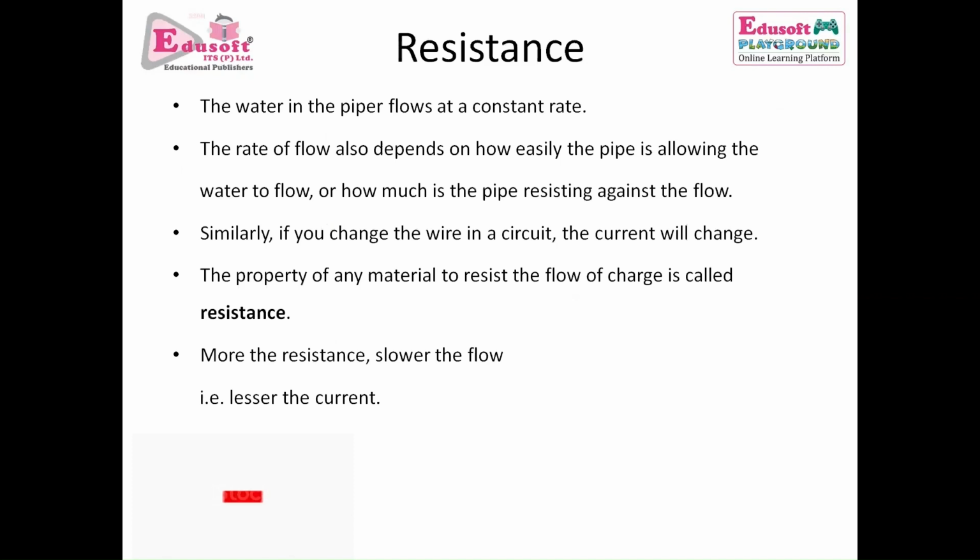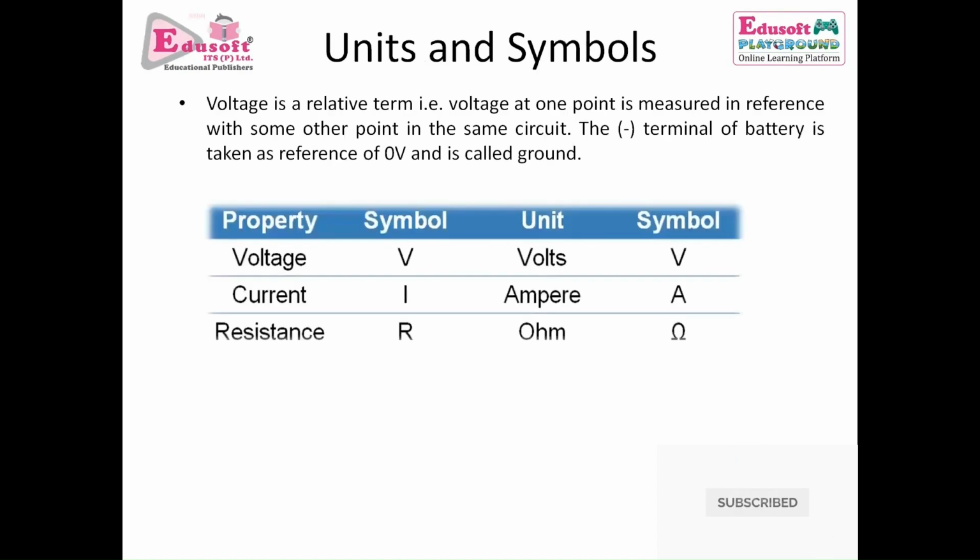Next thing is resistance. So with the help of that example, the water in the pipe flows at a constant rate. The rate of flow also depends on how easily the pipe is allowing the water to flow. If the pipe is not able to allow the full flow of water, that is with the help of resistance. So we have to apply the resistance, and with the help of that resistance we can restrict the flow of water, or in a circuit we can restrict the flow of electrons. Okay, and we can control the current. So that is called resistance.